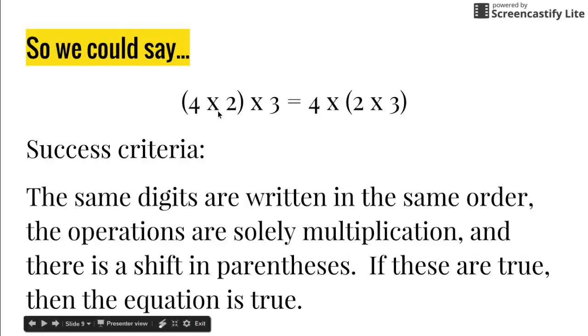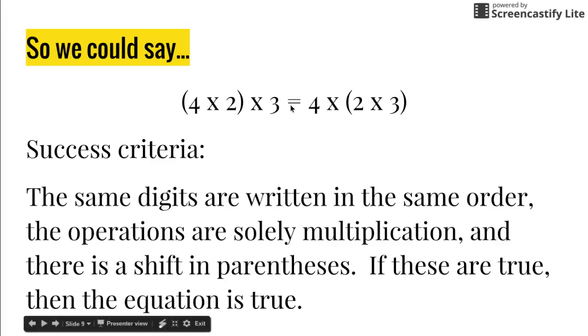And that the signs are solely multiplication. Just like in the associative property of addition, all of the operational signs had to be addition. In the associative property of multiplication, all of the operations must be multiplication. And there is a shift in parentheses. So this is grouped differently than over here. So if these are the rules, these are the things that must hold true about a set of numbers. And if all of these things hold true, then the equation is true and we say it is an example of the associative property.